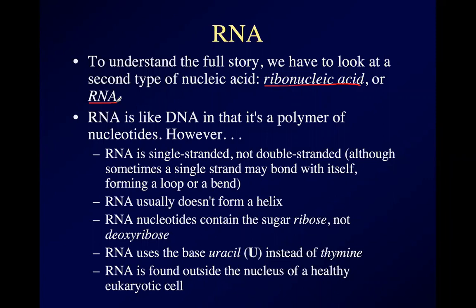And then finally, the last major difference is that DNA does not normally leave a eukaryotic cell nucleus. And again, if it does, that nucleus is breaking down and the cell is about to die. But RNA is made in the nucleus, but shuttles out of the nucleus all the time. So you'll find RNA outside the nucleus of a healthy eukaryotic cell.